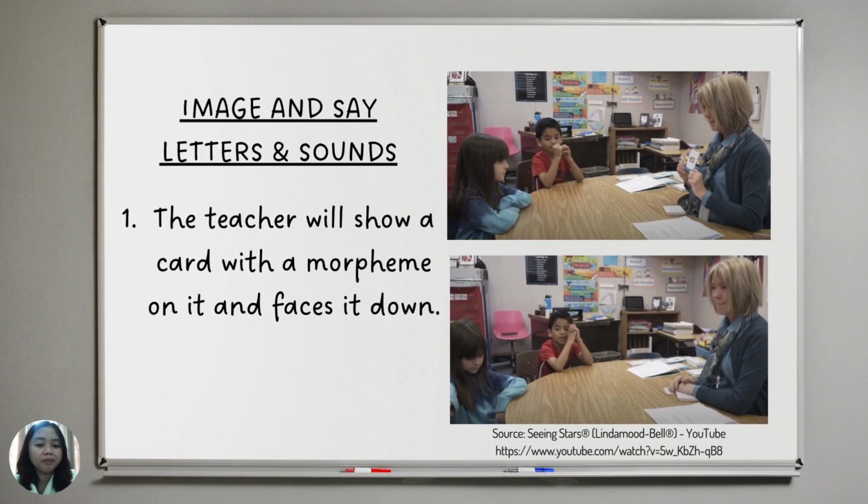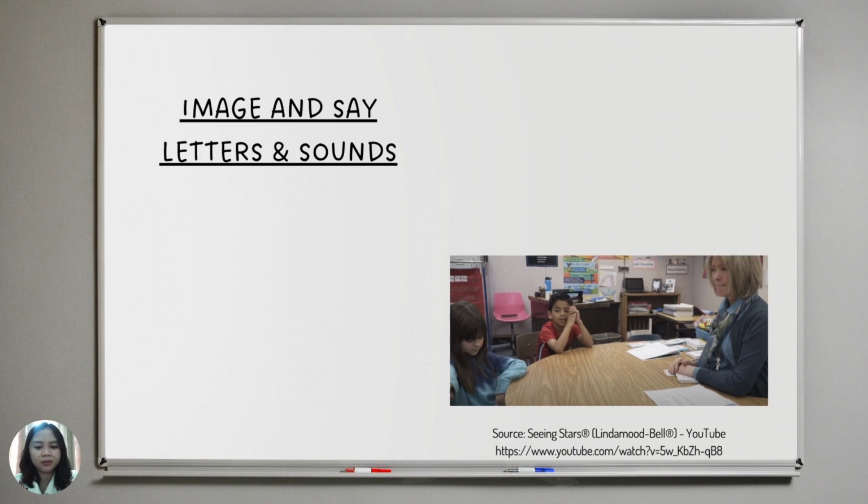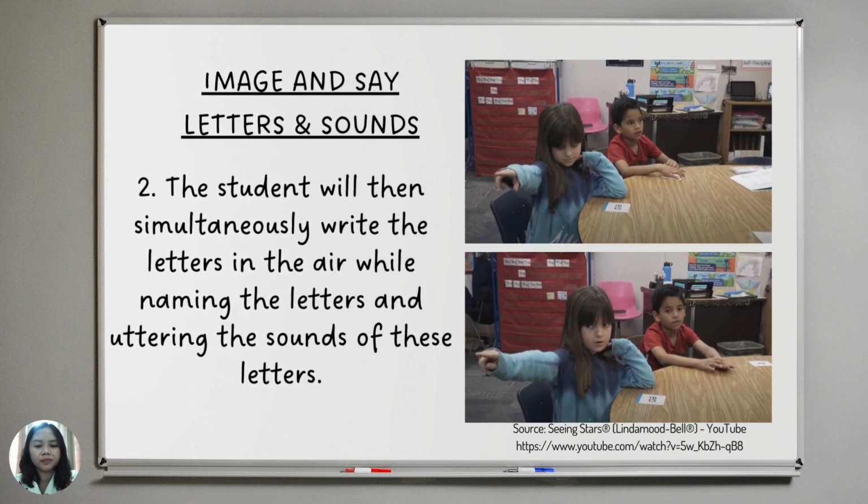For the first step, image and say letters and sounds, the teacher will show a card with a morpheme on it and faces it down. Then, the student will simultaneously write the letters in the air while naming the letters and uttering the sound of these letters. This is in order to strengthen their mental image of the grapheme.